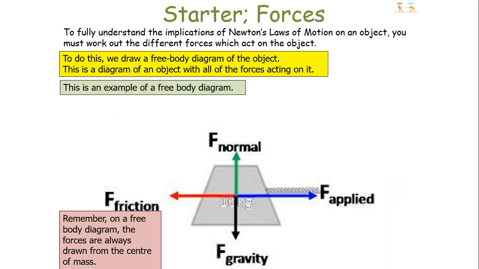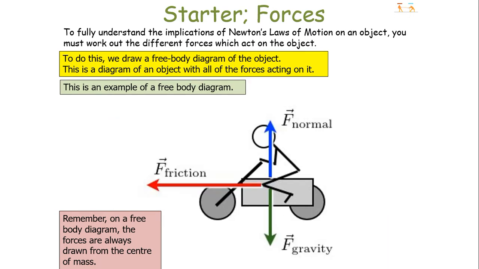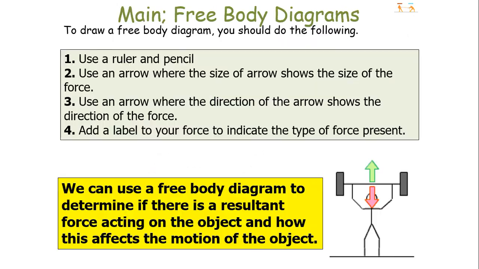So this is an example of a free body diagram. So how do you draw your free body diagram? Use a ruler and a pencil. Use an arrow where the size of the arrow shows the size of the force. Use an arrow where the direction of the arrow shows the direction of the force. And add a label to your force to indicate the type of force present.